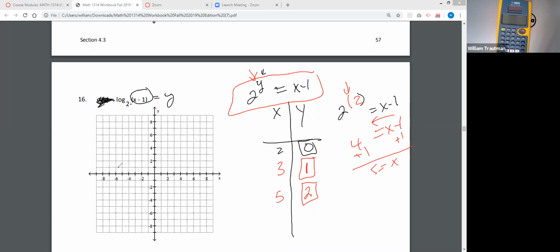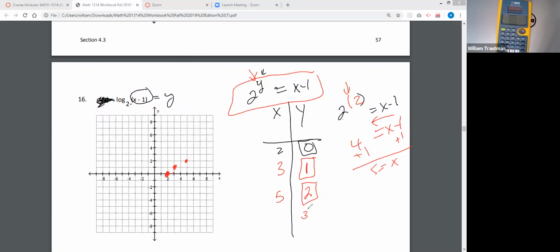So let's graph these points. 2, 0. 3, 1. 5, 2. Oh, that's not 5, 2. That's 4, 2. I mean 5, 2. And I'm going to do one more.